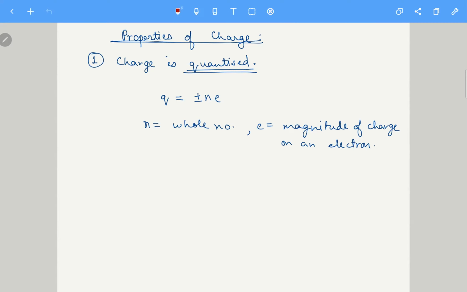Now let us discuss what quantization is, because we will study other properties too. In Bohr's model, we will study that energy is quantized and angular momentum is quantized. So quantization is going to be an important term. Let me explain it. What is quantization?